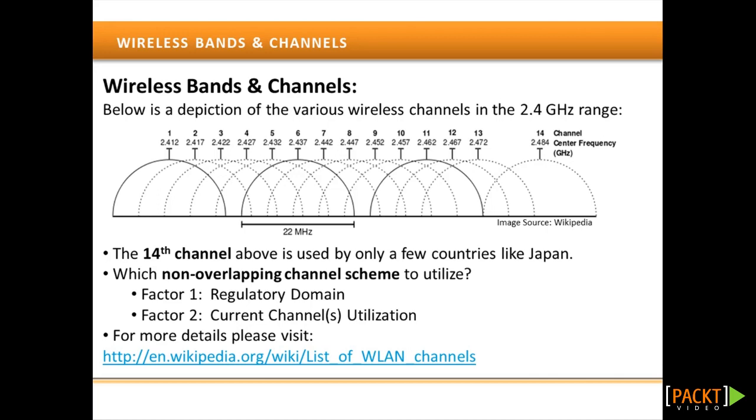Another important factor to consider would be channels currently used on the wireless network. For example, during a particular site survey you may observe that channel 6 is already utilized. In this case it might not make sense to use the new scheme, which utilizes channels 1, 5, 9 and 13. It would be better to stick with the old standard for non-overlapping channels. For more details please see the topic, List of WLAN channels on Wikipedia.